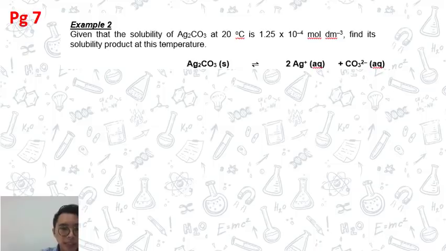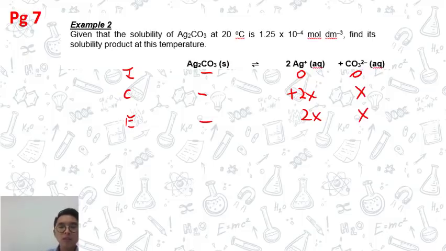Next, let's look at the next example. Let's do our ICE table once again. This is a solid, so we don't need to care about the solid. Initially zero. Let's look at the change. The change should follow the mole ratio. So at equilibrium, this will be plus 2x, and this will be x. Which means at equilibrium, 2x and x.